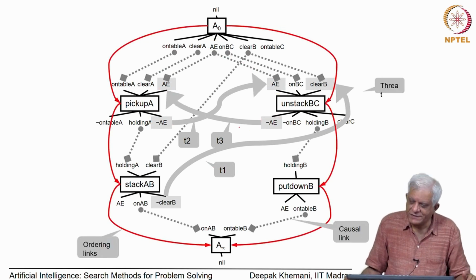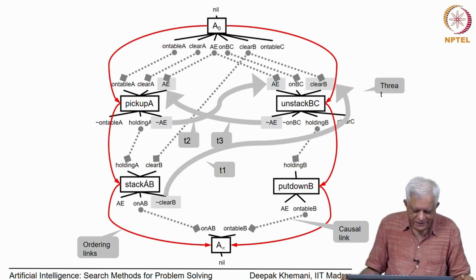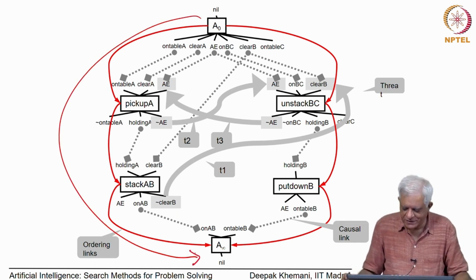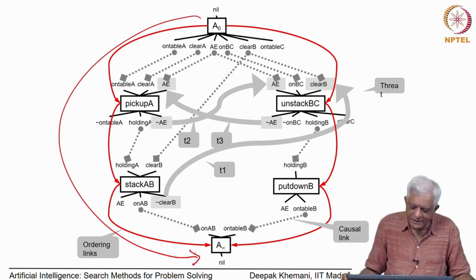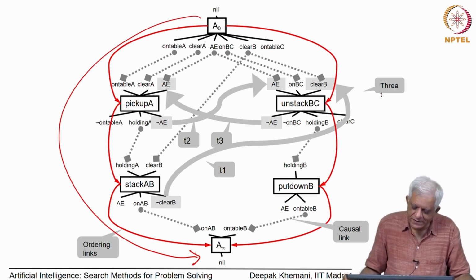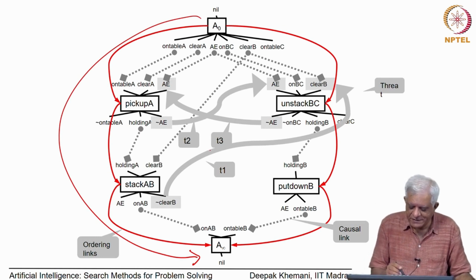So, here I have introduced the ordering links which we have found so far. When we added each of these 4 actions, we added some ordering links for those actions, and of course, there is an original ordering link which says that this must happen before this thing, which I have again not drawn here. So, the red colored links are the ordering links, the dotted links are the causal links, and these thick gray arrows are the threats to the causal links. So, there are 3 threats as we saw.